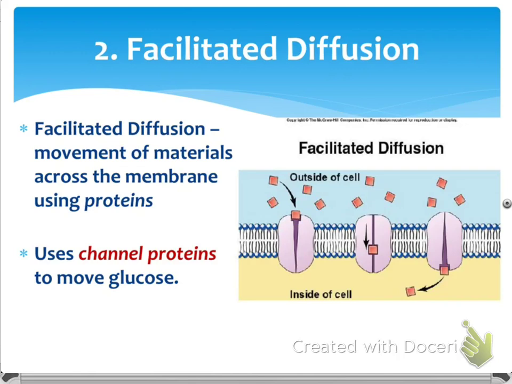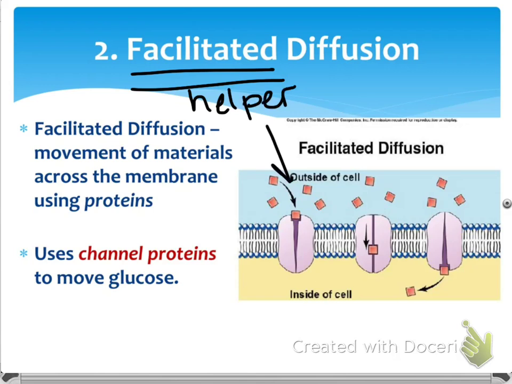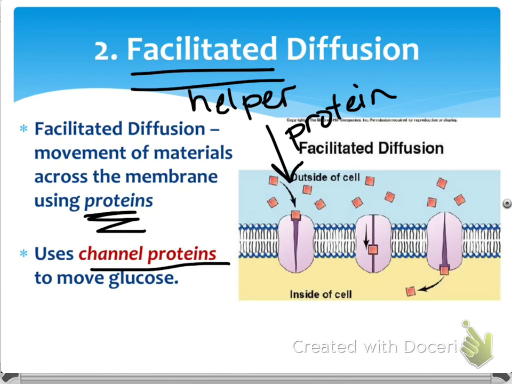Next, we have facilitated diffusion. Facilitated means it has a helper. So in this case, it's a protein. So this is the movement of materials across the membrane using proteins. Basically channel proteins, which is going to move things like glucose, which are all these little dots here. Glucose is too large to fit through the cell membrane this way, so it has to use the proteins.